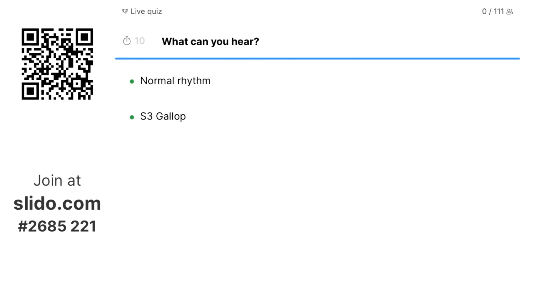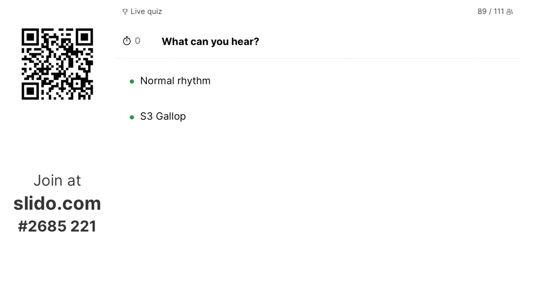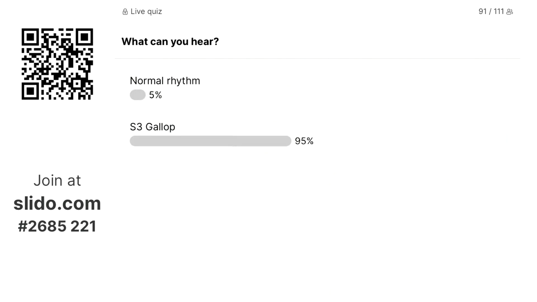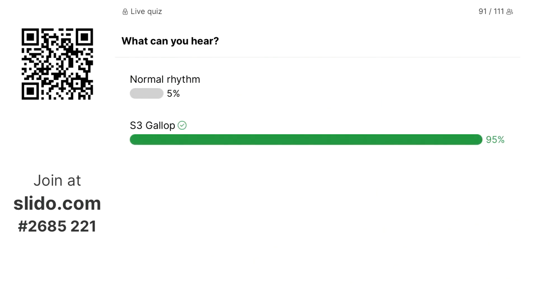The question is, what can you hear? Is it normal rhythm or S3 gallop? Very good. 95% believe it's S3. It is S3 gallop, third heart sound. Now, patient has acute pulmonary edema.